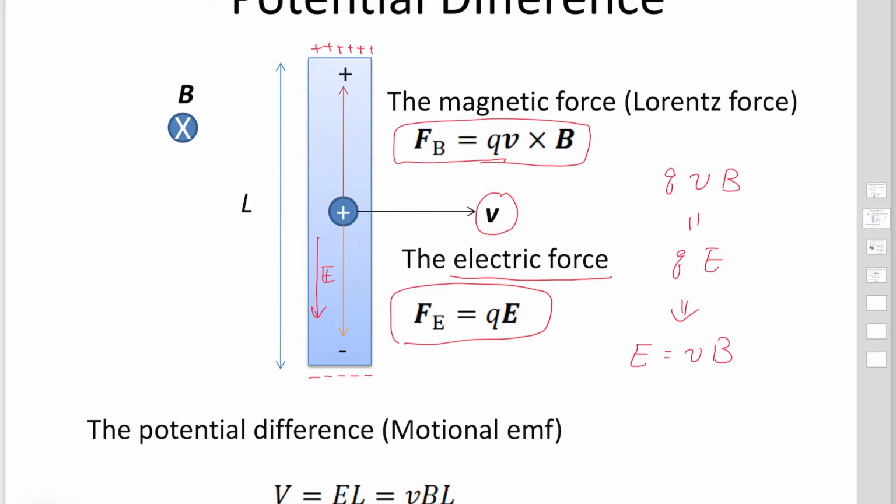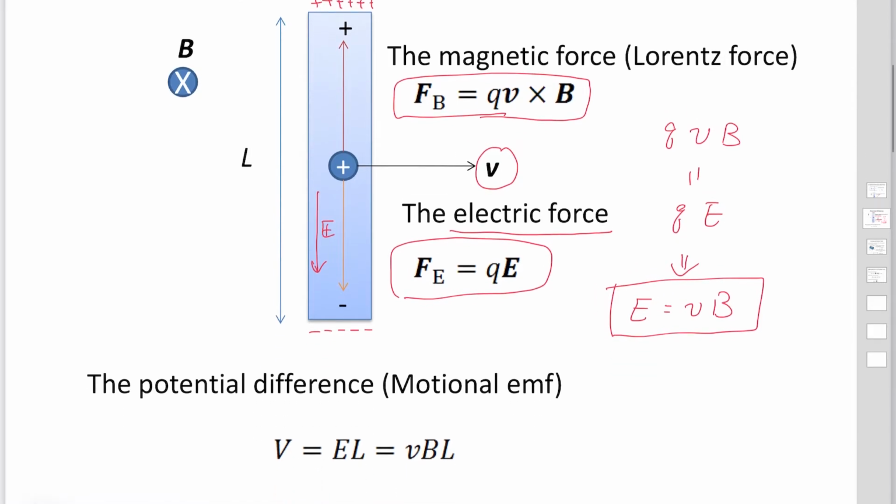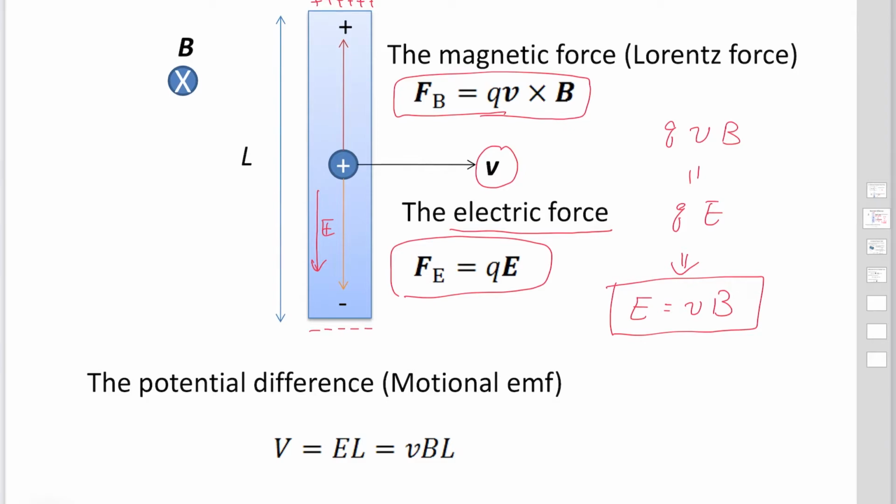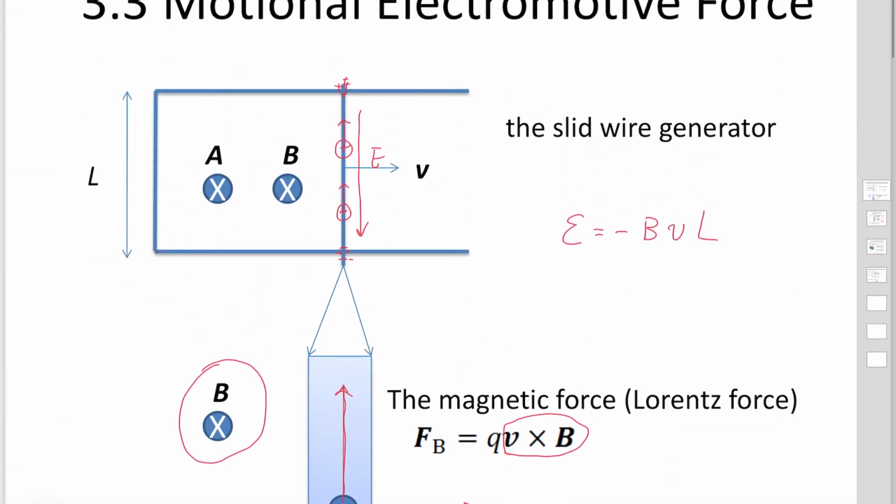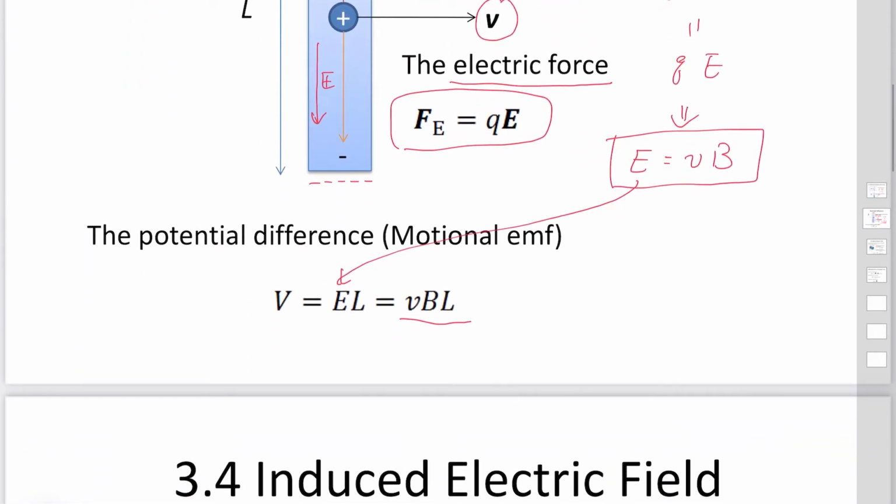So this electric field we derived using only the Lorentz force. Then the potential difference is expressed as E times L, where L is the length of the slit wires. So you can substitute E here. The magnitude of the potential difference becomes VBL. This expression agrees with the previous expression. The magnitude of the EMF is BVL. So we have the same expression. This agrees with the solution to the previous questions.